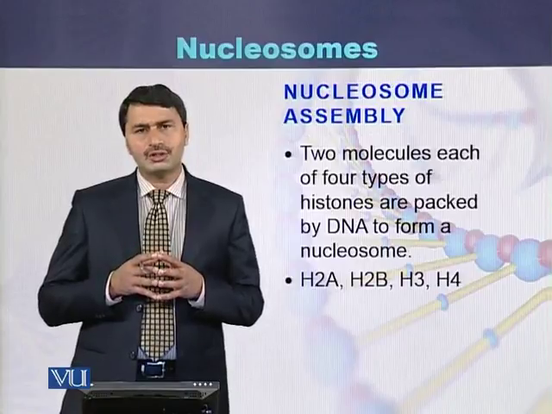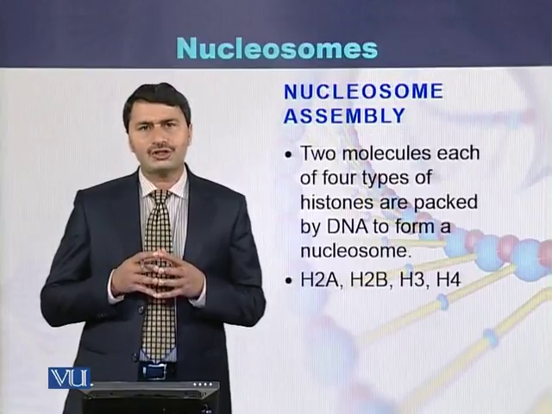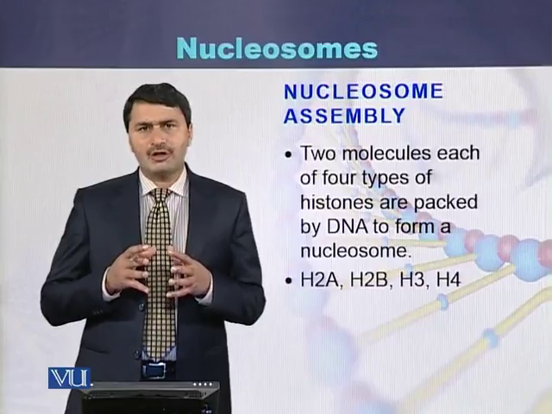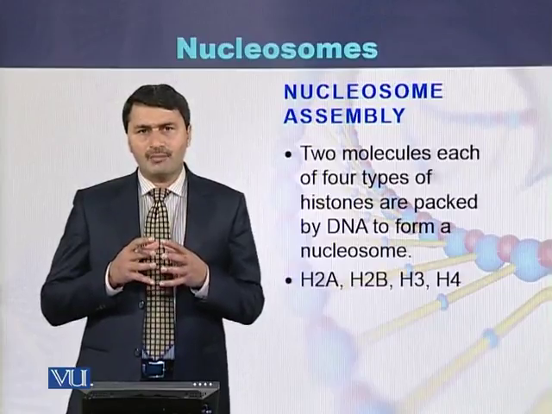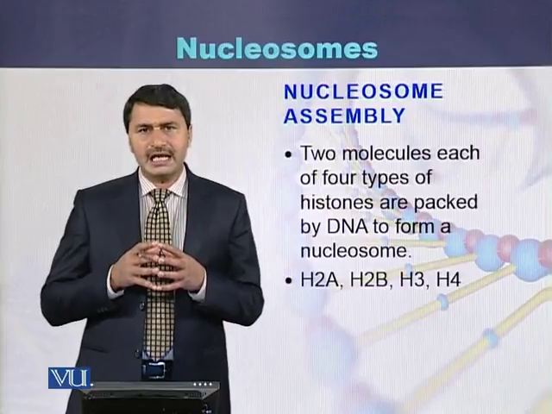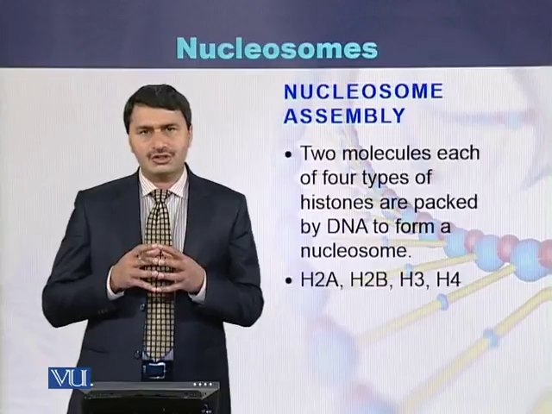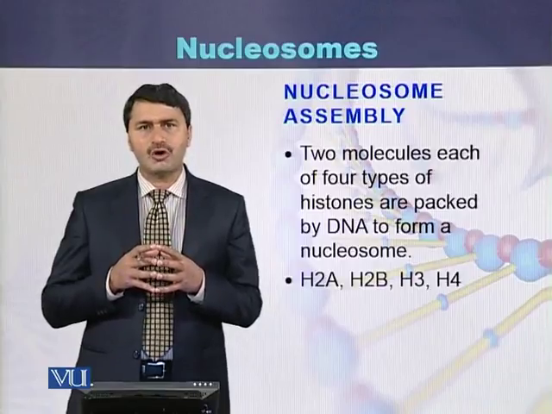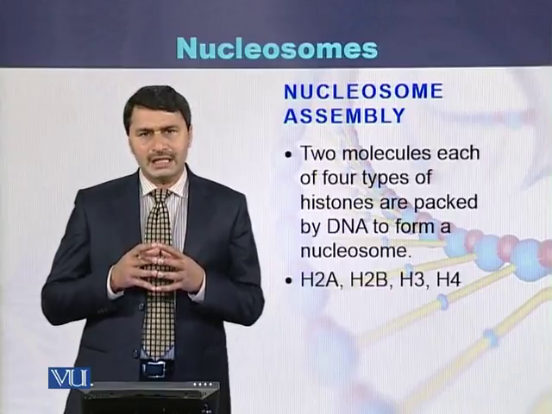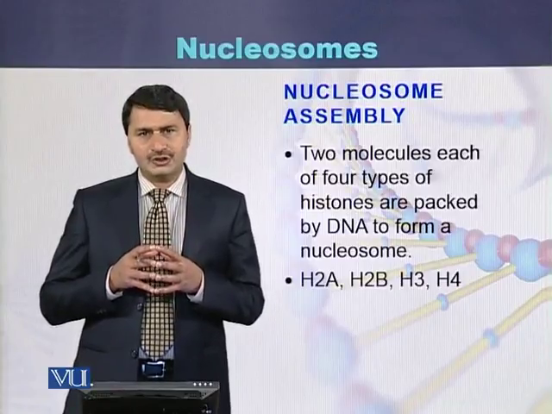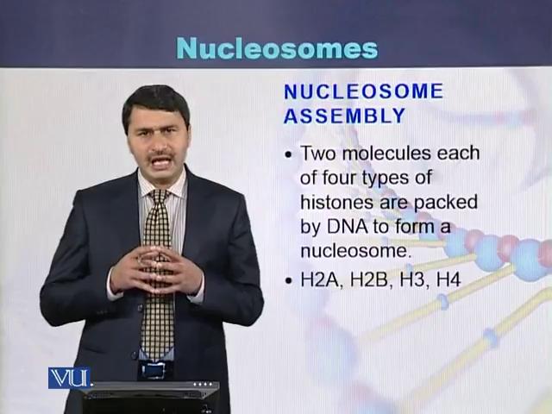Two molecules each of the 4 histones, meaning a total of 8 molecules, form a ball, and the DNA is wrapped around that ball, which consists of 8 molecules of histones. The names of the histones are H2A, H2B, H3 and H4.